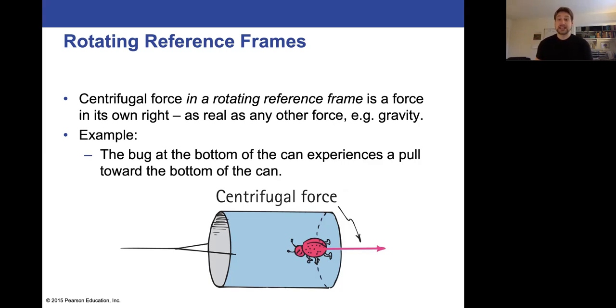Now, the bug can't see the outside, doesn't know that it's being swung in a circle. All it knows is that it feels pushed against the outer wall, the bottom of the can. Against that wall. We know that we feel that. As we're going around the turn in the car, if you close your eyes, what we feel is the door and the seat pulling us in. We feel pulled to the outside because what we're actually sensing is everything pushing inwards on us, and our own inertia is kind of trying to run away with us.